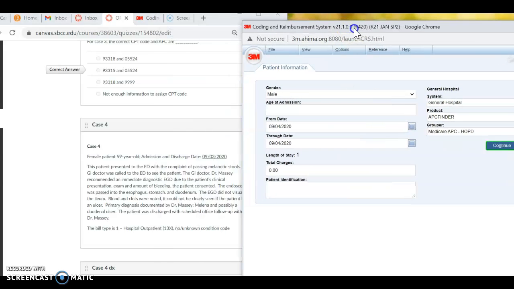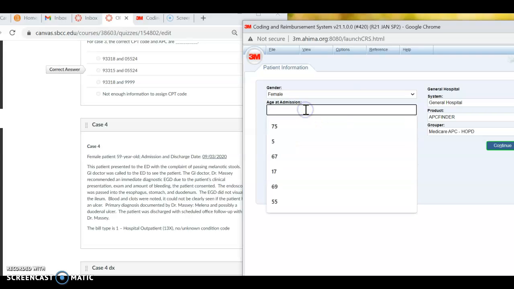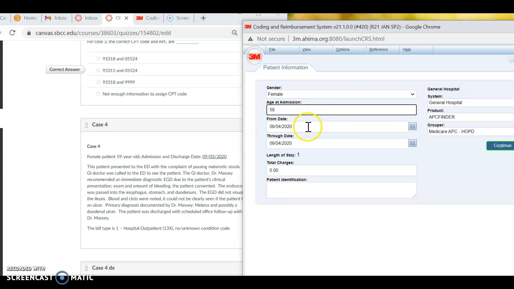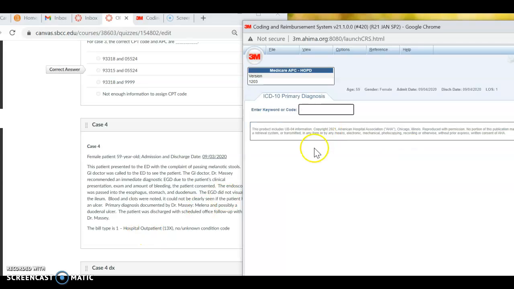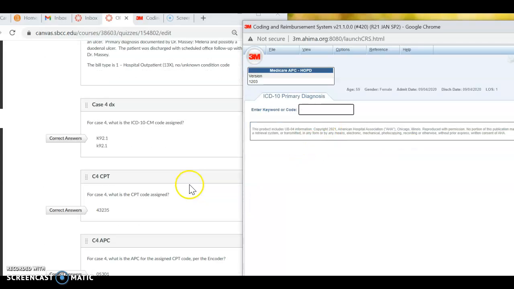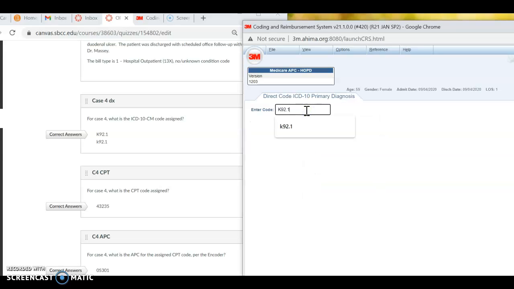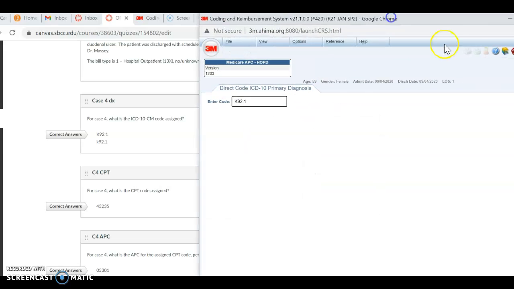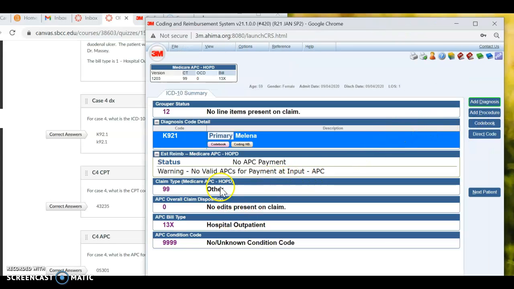So let's go ahead and change things around here. We have female, 59, and 93. We'll just leave the date here the same. Okay, we have hospital outpatient, number 1 again. So let's go down here. We have K. This is the only code you're going to have. I cannot code the ulcer because it's possible. Okay, so we have that.